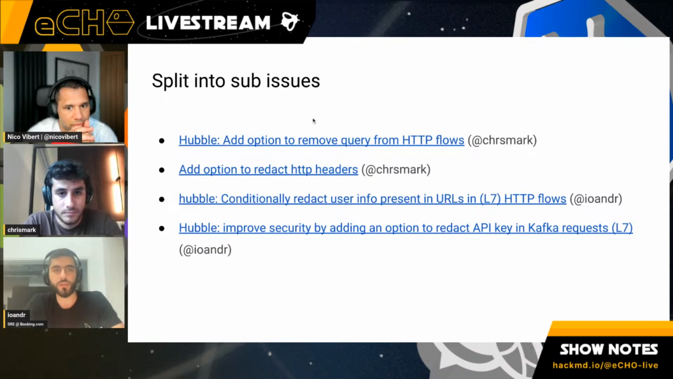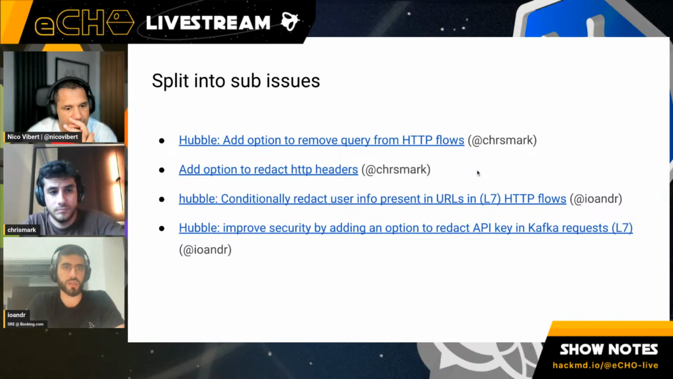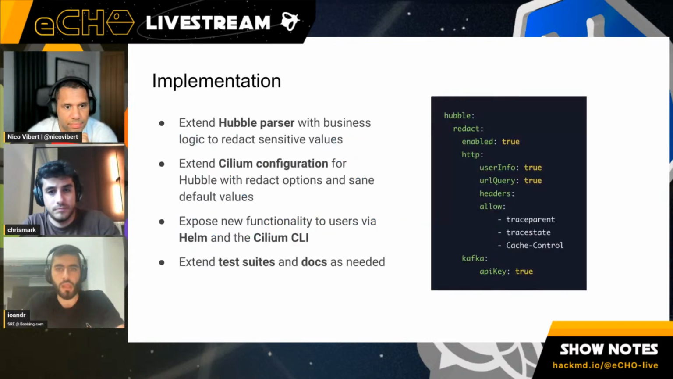So the original issue was converted into 4 individual issues. 3 of them were about HTTP. One was about removing query parameters from URLs. Another was about HTTP headers. And another was about user information, usernames and passwords present in URLs. And the 4th one was about Kafka, which was about API keys. So I took the latter 2, and Chris took the former. This is how we split the whole work to be done.